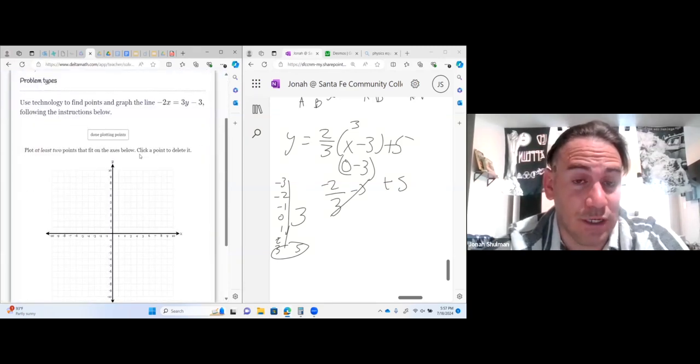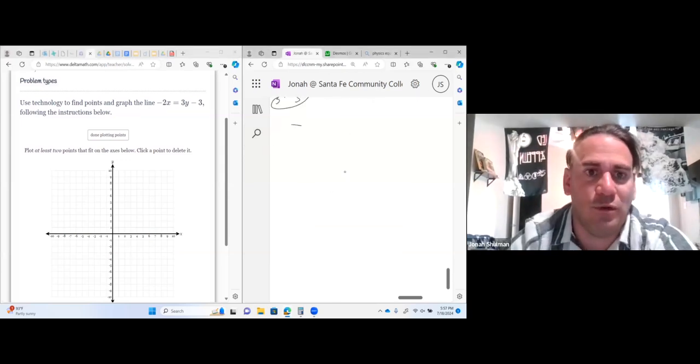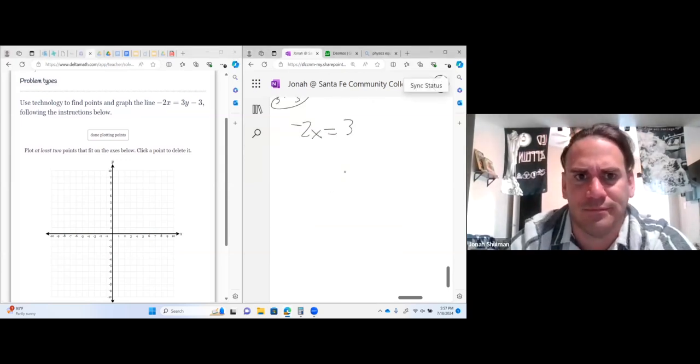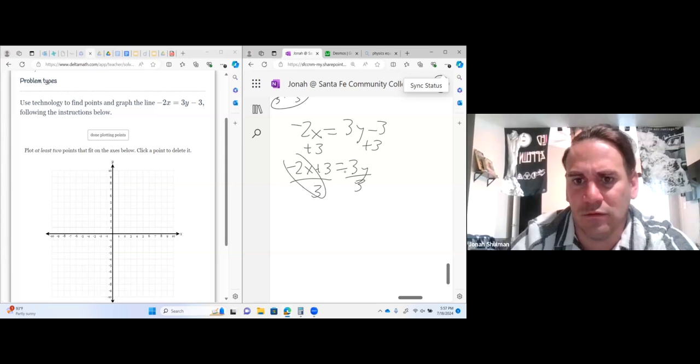Okay, well, we don't have technology, but we got a brain. Should be all we need for this. I'm gonna add 3 to this side. So it's negative 2x plus 3 equals 3y. We're gonna divide by 3. Y equals, that's a plus 1, and that's a negative 2/3 x.